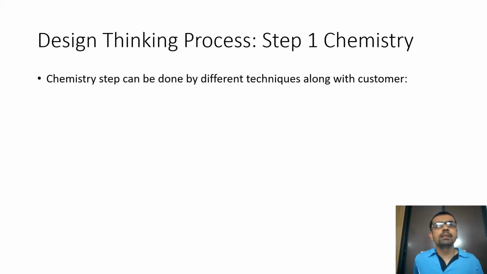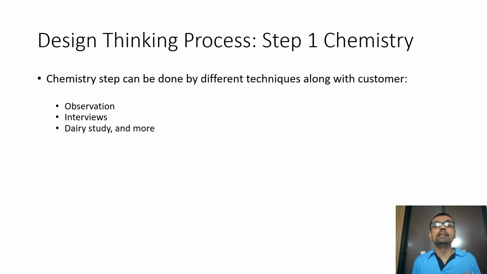The chemistry step, as we said, can be done using different techniques. There are different techniques to conduct the chemistry step, and those may be observing the customers, interviewing the customers, diary studies, and much more. We need to understand the customers in step one, so we can do it through observations, interviews, diary studies, and many more techniques out there.